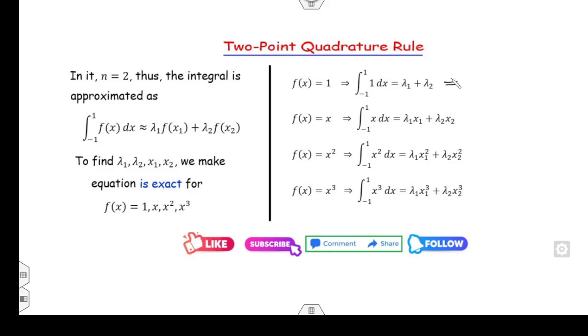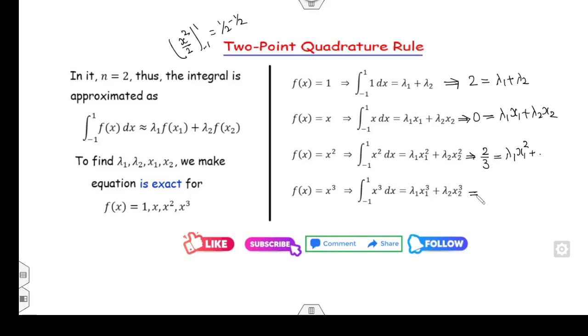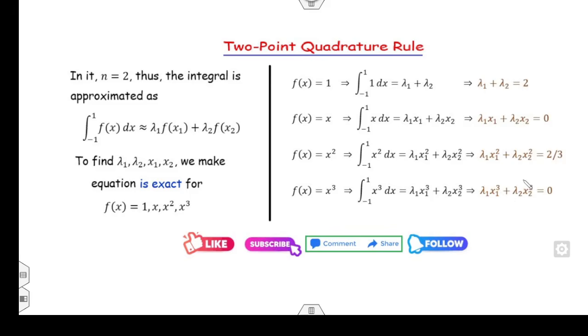Fine. So now can you solve this part? On the left hand side, it is my 2. This part is the sum. Fine. Can you solve this integration? It is x square by 2 from minus 1 to 1. It is half minus half, 0. 0 is lambda 1 x1 plus lambda 2 x2. Similarly, for the third part, you can solve. It is 2 over 3. It is lambda 1 x1 square plus lambda 2 x2 square, and for the fourth part it is 0, and so on.